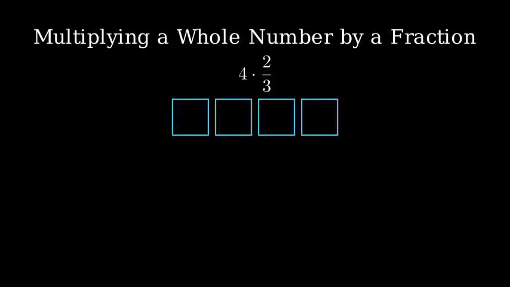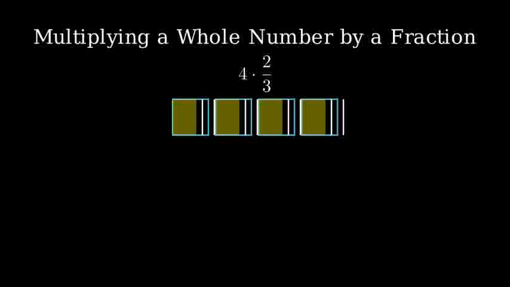Now, for each rectangle, we want to take 2/3 of it. To do this, let's first divide each rectangle into 3 equal parts. For each rectangle, we'll take 2 of these 3 parts, which represents 2/3.